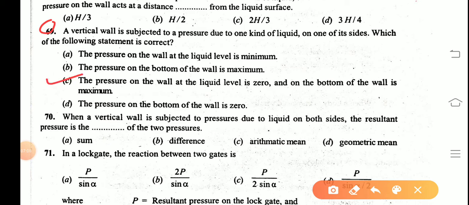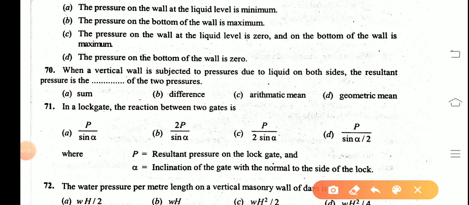The pressure on the wall at the liquid level is 0 and on the bottom of the wall is maximum. मतलब बॉटम में सबसे ज़्यादा होगा और उसके वाल पे लिक्विड लेवल पे 0 होगा. ठीक है. अब क्वेश्चन नंबर 70 पे आता है. When a vertical wall is subjected to pressure due to liquid on both sides, the resultant pressure is the dash of the two pressure. So it will be the difference. Correct answer will be difference of the two pressure.